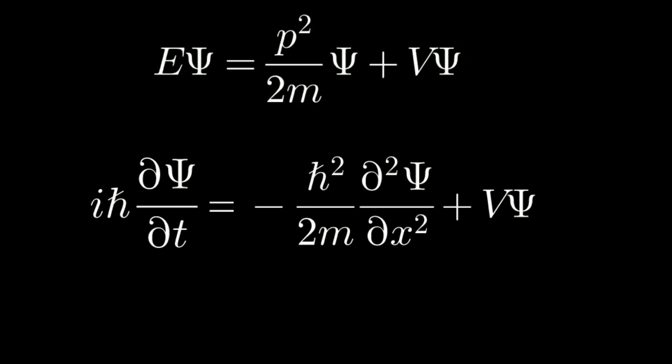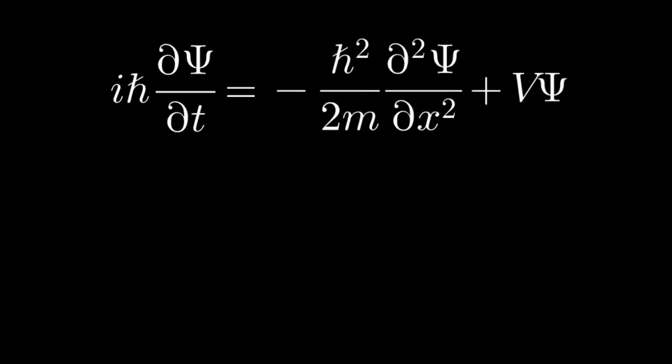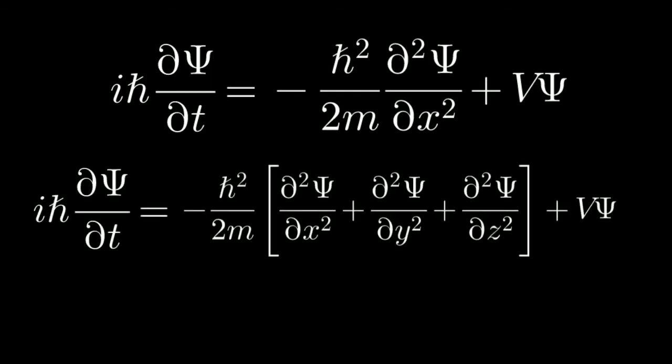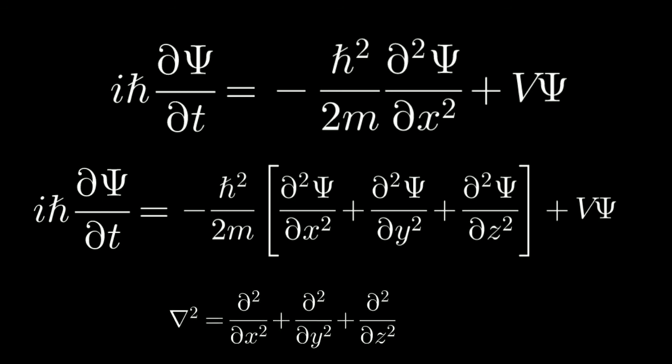Now the equation we get here is the Schrödinger equation, but it is valid for only one-dimensional motion. But our world is not one-dimensional, it is three-dimensional. So for making this equation three-dimensional, we have to just replace del 2 psi over del x square by del 2 psi over del x square plus del 2 psi over del y square plus del 2 psi over del z square. This is also known as the Laplacian operator.